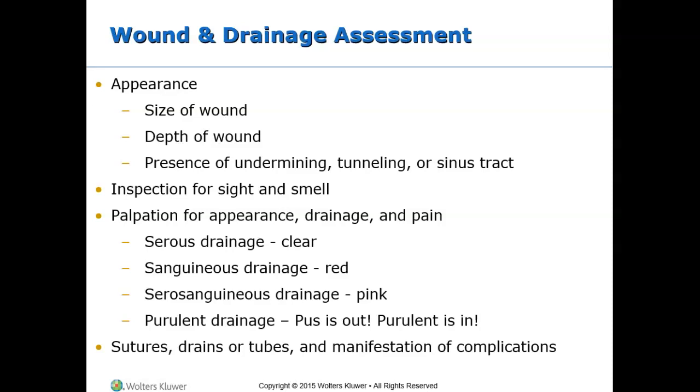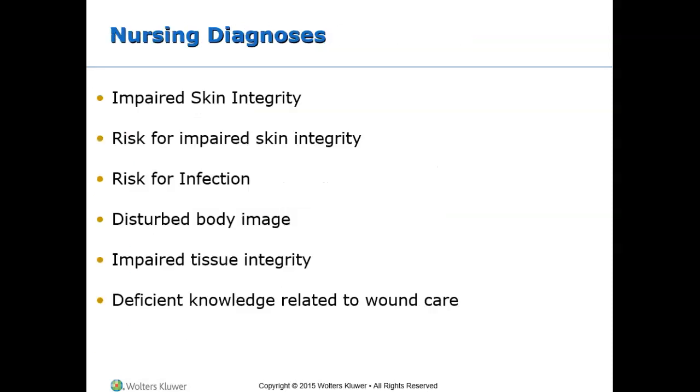Purulent drainage is thick, often malodorous drainage that is seen in infected wounds. It contains pus, a protein-rich fluid filled with white blood cells, bacteria, and cellular debris. It is commonly caused by infection from pyogenic or pus-forming bacteria, such as streptococci or staphylococci. Normally, pus is yellow in color, although it may take on a blue-green color if the bacterium Pseudomonas aeruginosa is present. Note any drains, tubes, or complications. I think we're getting there.